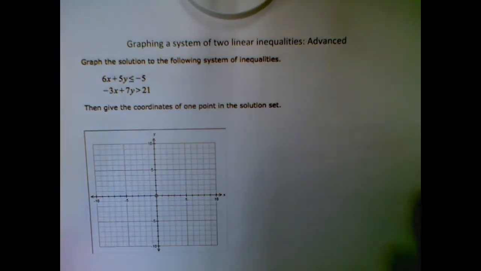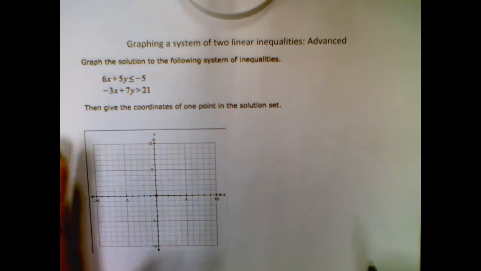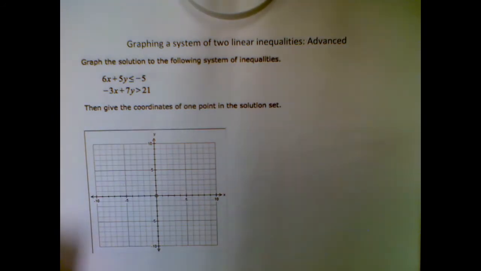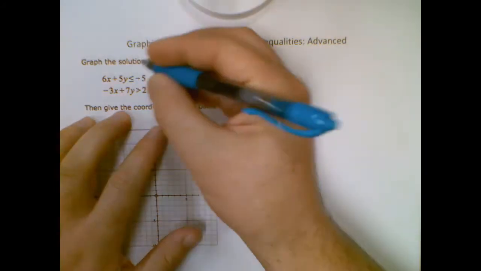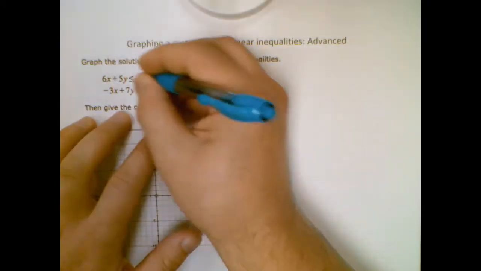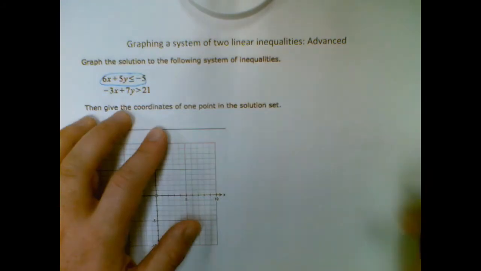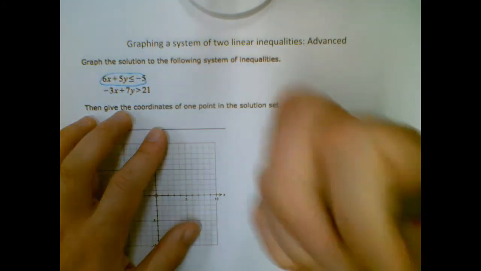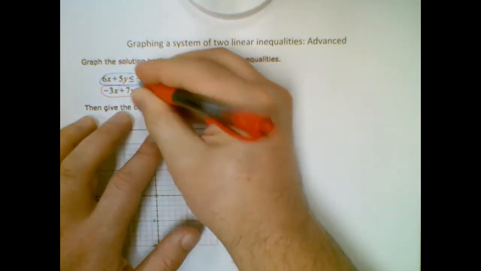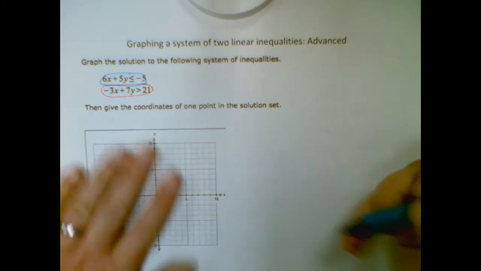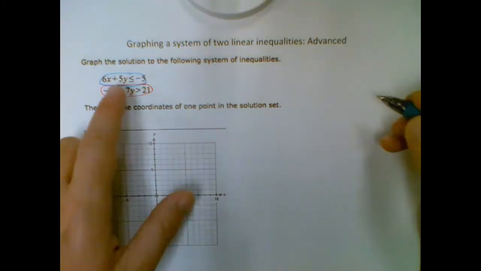So right now, today we're going to be looking at the ALEKS topic, graphing a system of two linear inequalities, and this is the advanced version, so we're going to have a little more work to do before we start graphing. Because of space issues, I'm actually going to work over here, so I'm going to go ahead and color code these. I'm going to make my first one in that blue and my second one in red, so you can see what we're doing and keep them all straight here.